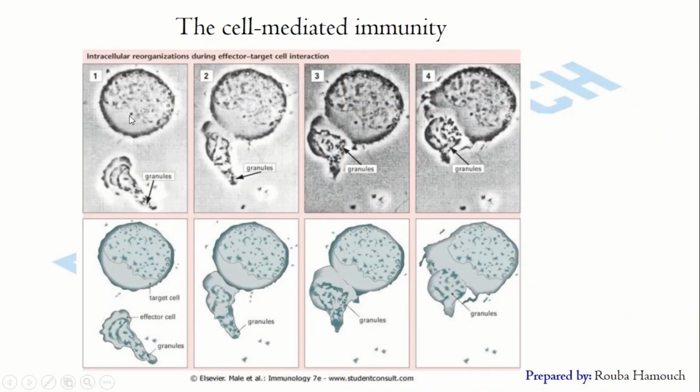As you can see here, this is the TC, and this is the host cell, the target cell. The TC approaches the target cell, binds to the HLA class I peptide complex, and releases its content, the granules, the granzymes, the perforin, in order to lyse or to kill the infected cell.